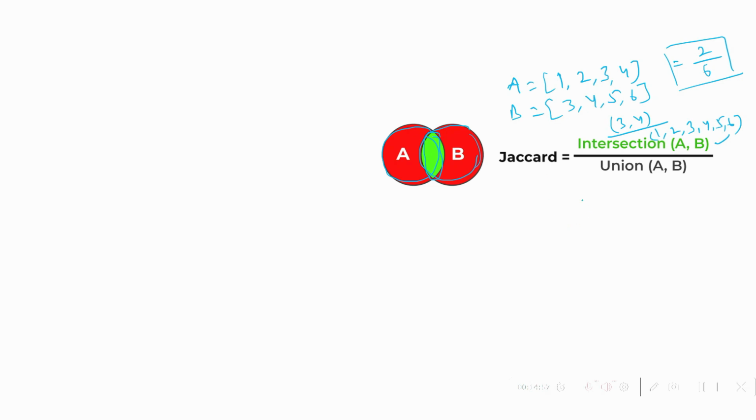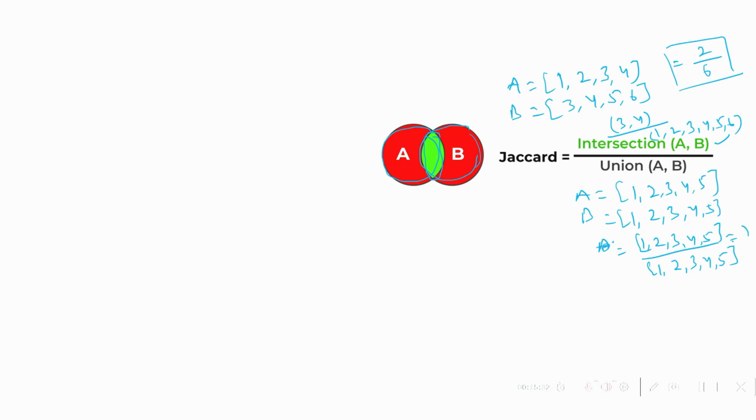Suppose A equals {1, 2, 3, 4, 5}, and suppose B also contains the same elements 1 2 3 4 5. Then the Jaccard index equals the intersection of A comma B, which is all the elements 1 2 3 4 5, divided by the union of A comma B, which also contains the same elements 1 2 3 4 5. So it gives 1, that means the Jaccard coefficient equals 100%.